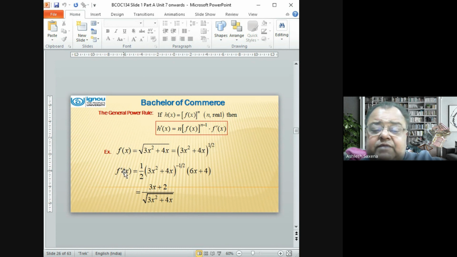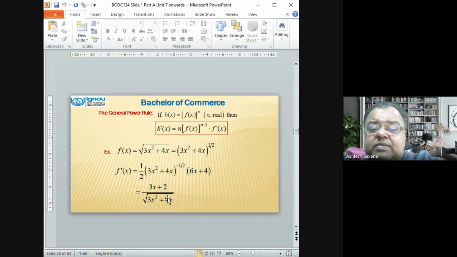Now, I will be differentiating it. Differentiation of f(x), f'(x), is equal to: bring this power in front, write this as it is, and reduce one from the power. 1/2 minus 1 will be minus 1/2. Now multiply with the derivative of this. The derivative of this will be 6x plus 4.